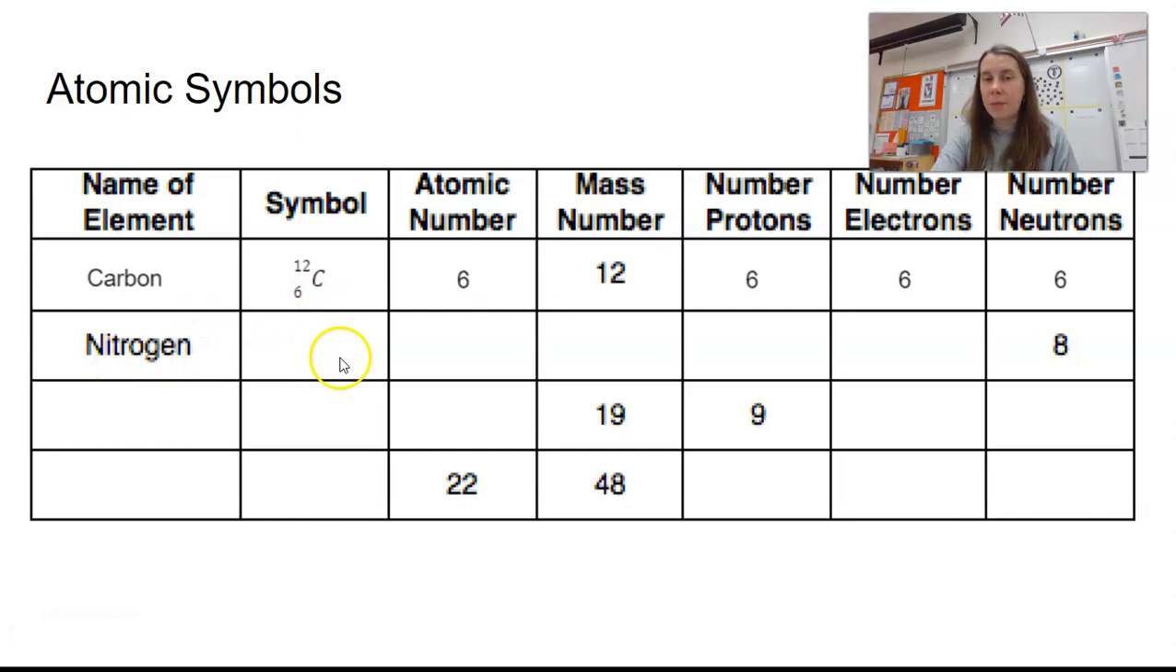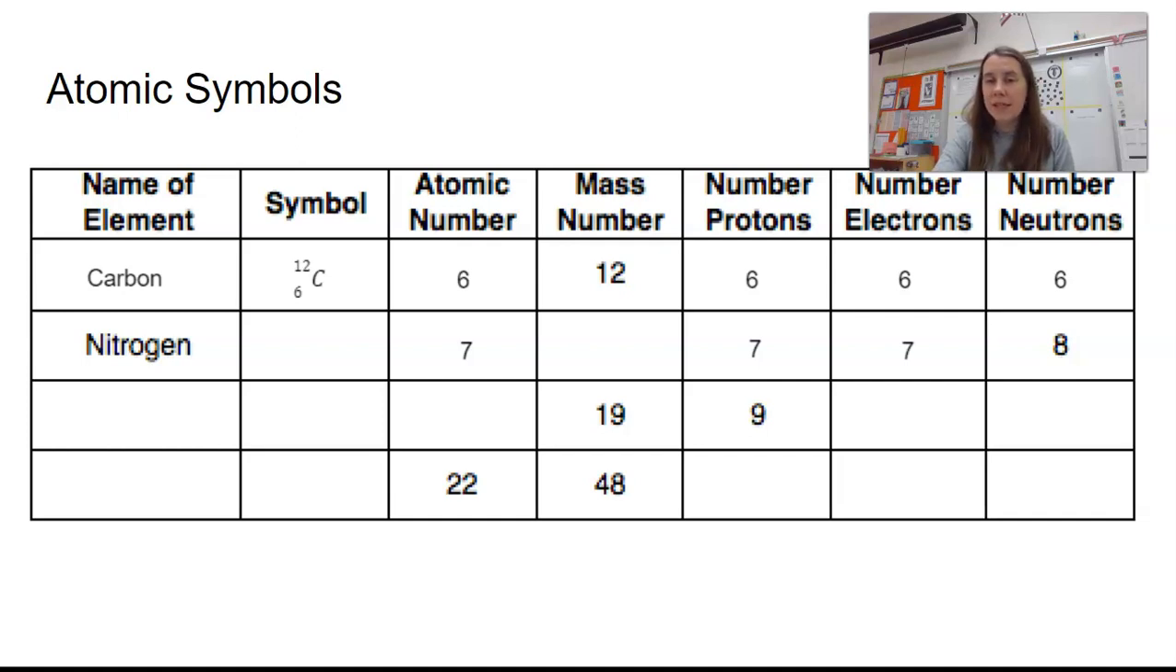Okay, I'm going to skip the symbol because we need to know the other information before we know what to put with the symbol. Nitrogen on your periodic table is right next to carbon. It has a little number 7 beside it. That means it has an atomic number of 7. And it also means the protons are 7. And since this is a neutral atom, the electrons are also 7.